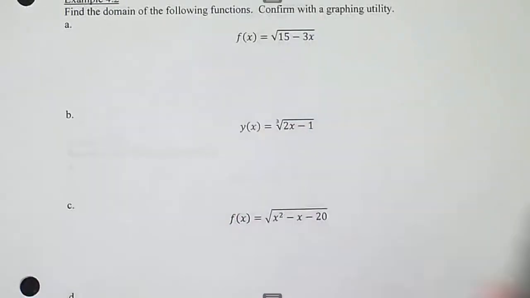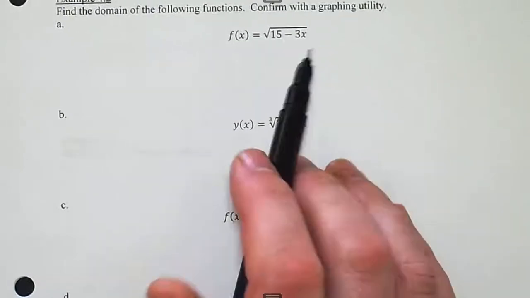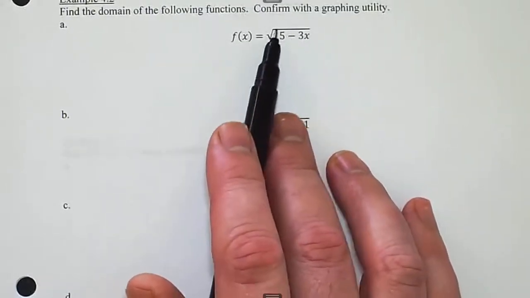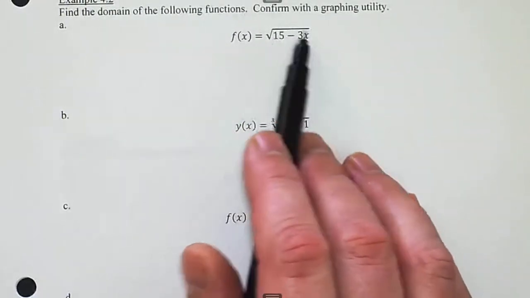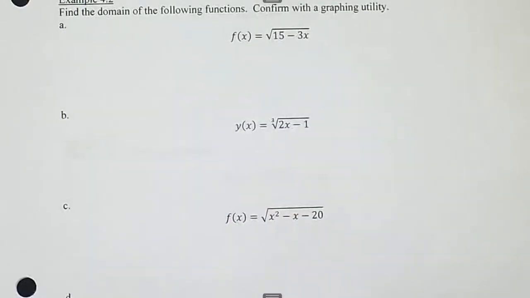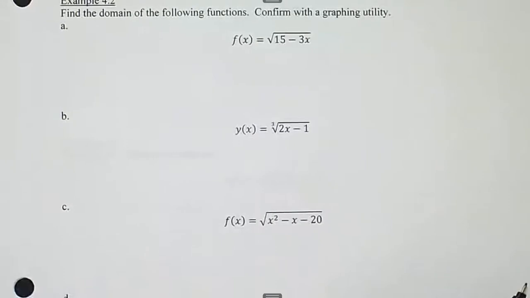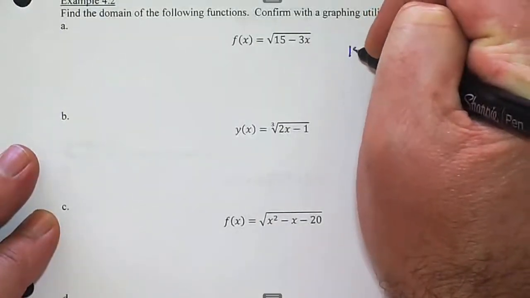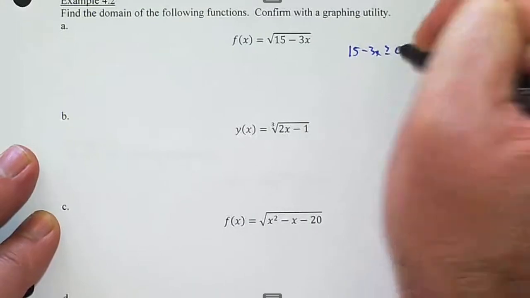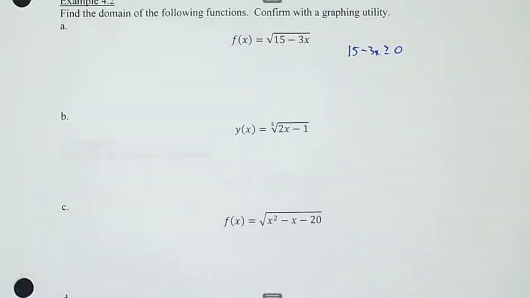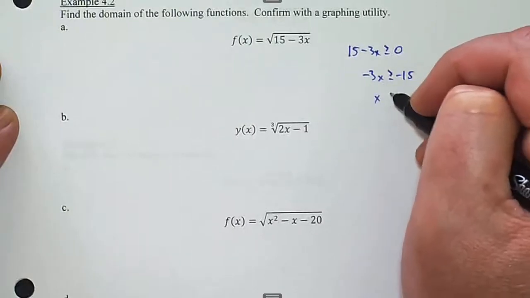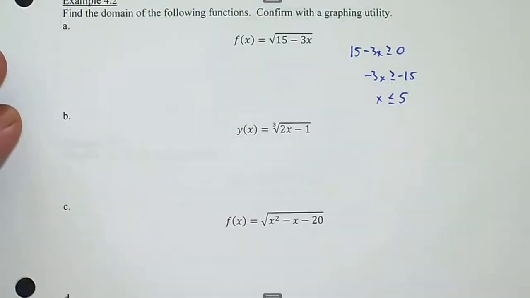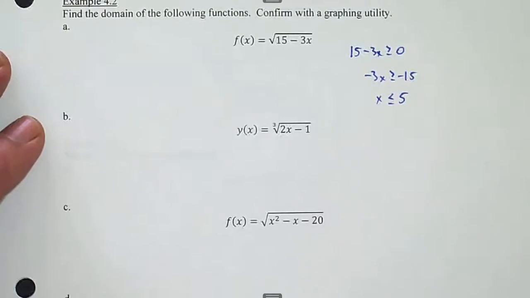So f of x, the y value here, will be a real number as long as the part underneath the square root is not negative. As soon as this thing under the radical, the 15 minus 3x, is negative, we've got imaginary numbers. So my domain requires that 15 minus 3x be greater than or equal to 0. This is not a difficult inequality to solve. It's a linear inequality. I just need to remember to flip the direction of the alligator when I divide by a negative number. So this says x is less than or equal to 5.